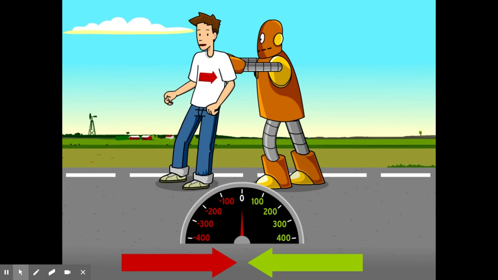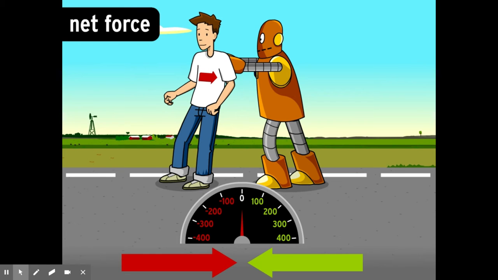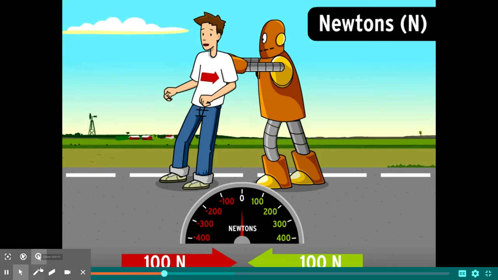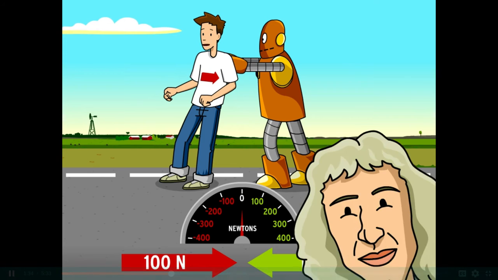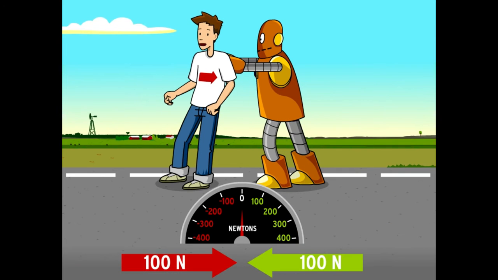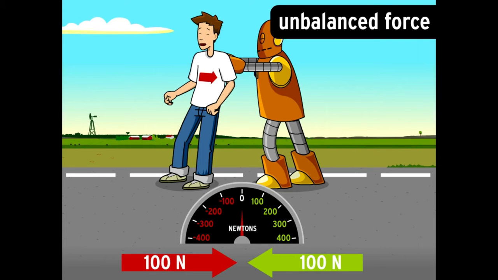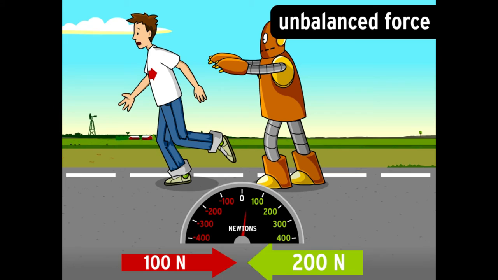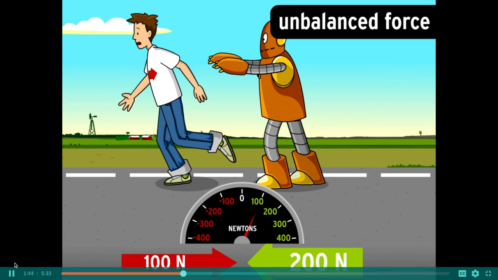The sum of the forces, or net force, is 0. 0 newtons to be precise. That's the unit we use to measure force. It's named after Isaac Newton, the physicist who figured a lot of this stuff out. To get me in motion, you need to exert an unbalanced force on me. That's any push or pull where the net force is not zero.